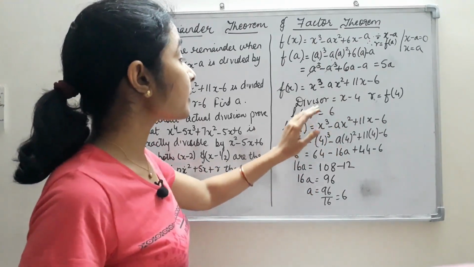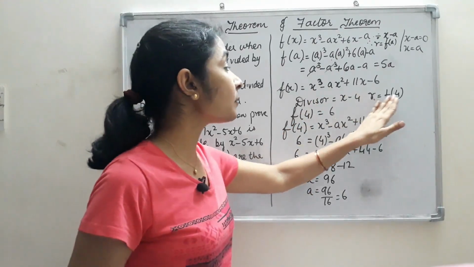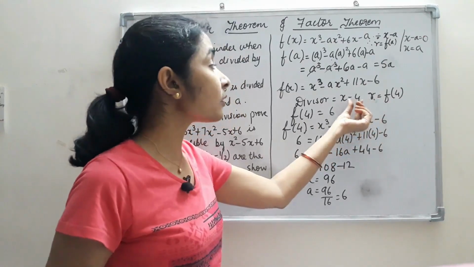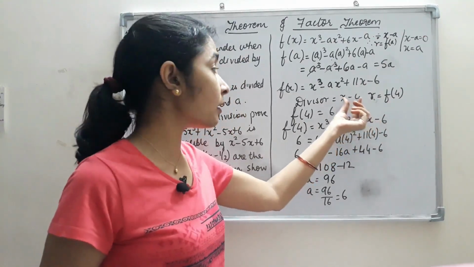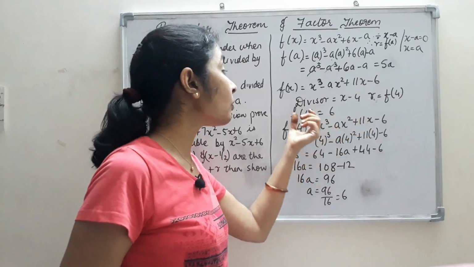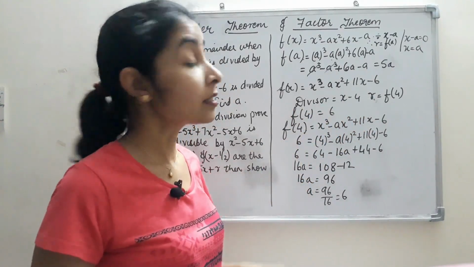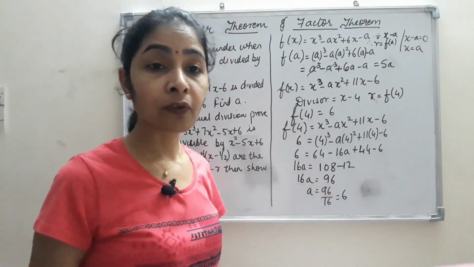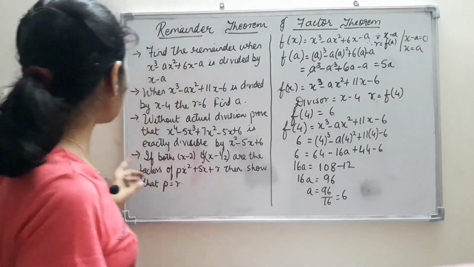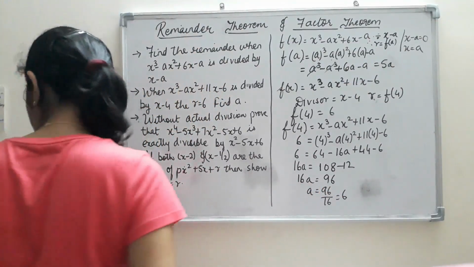So first we will just write that the remainder will be the function of 4, that means the constant in the linear polynomial, and then we already know that the remainder will be equal to 6, then we will substitute this 6 here and then find out the value of a. Okay, now let us see the next question.